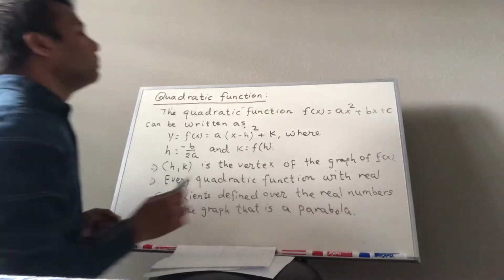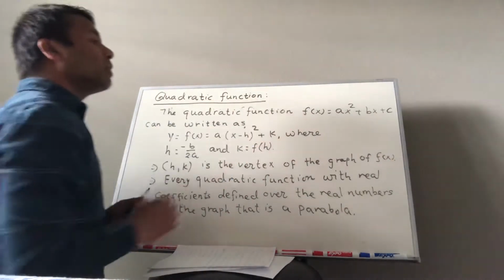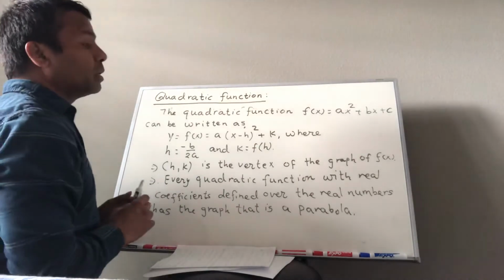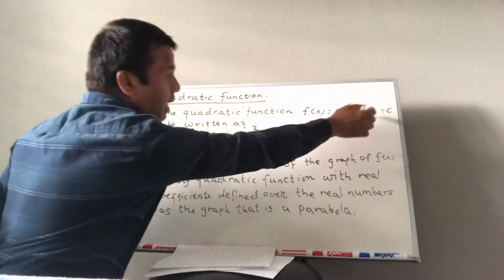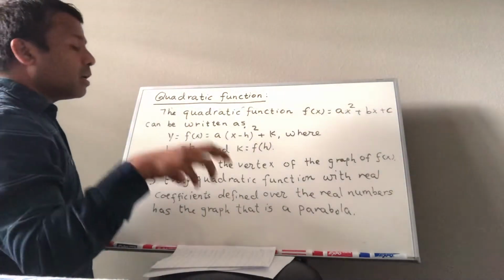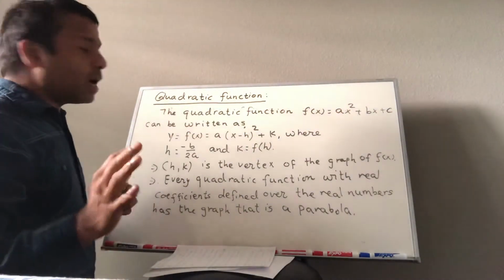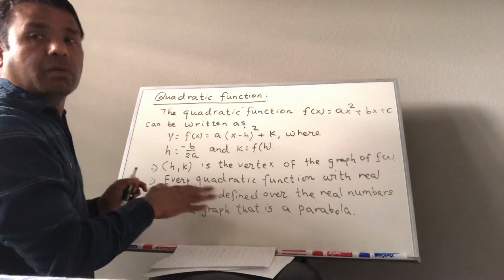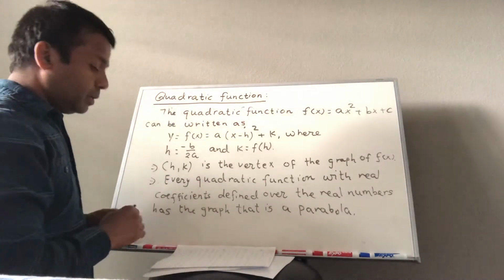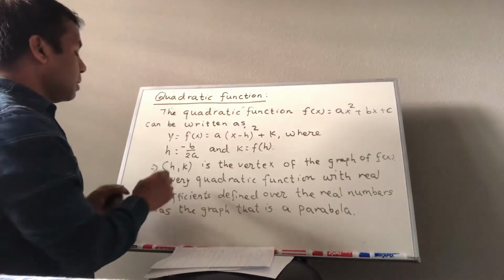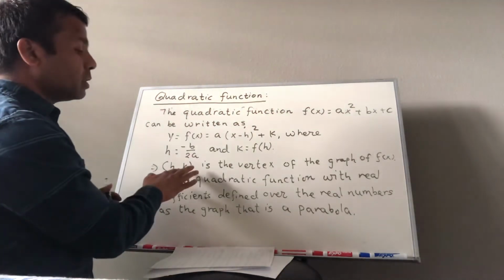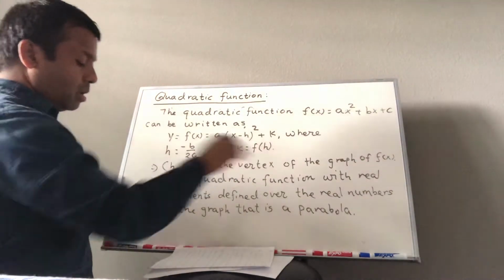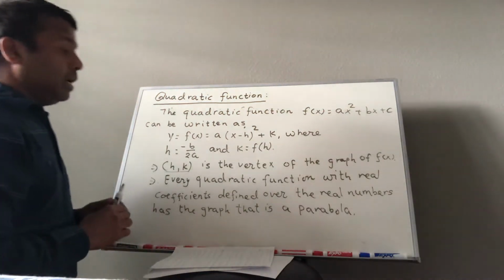Okay. So if you have a quadratic function defined over the real numbers with real coefficients like a, b, and c, then the graph will be a parabola. So this (h, k) is the vertex of the parabola.